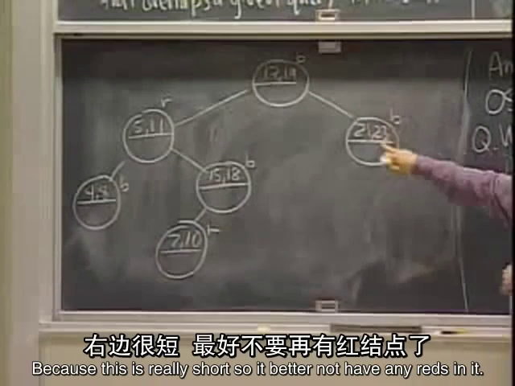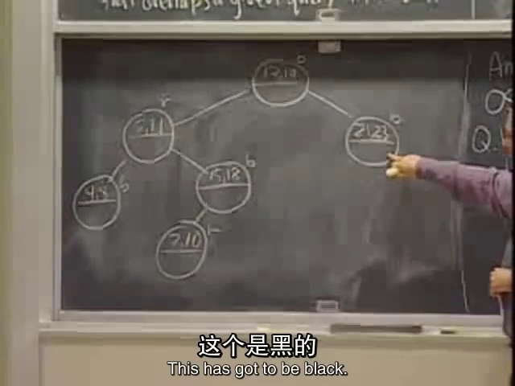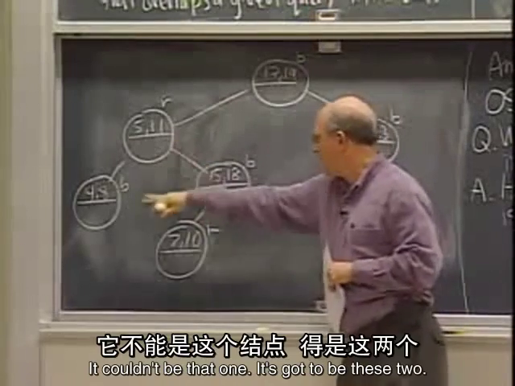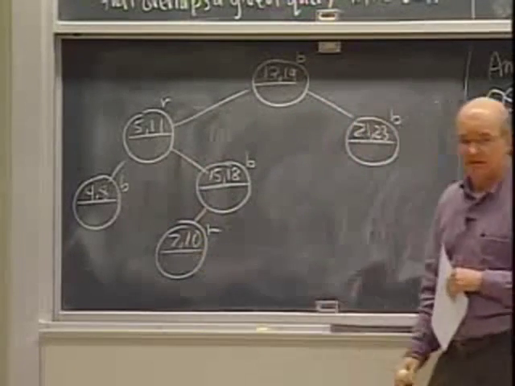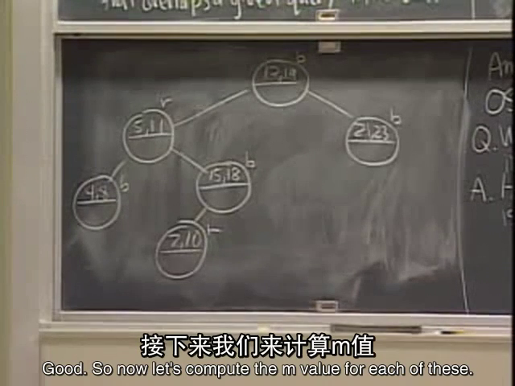Because this is really short, it better not have any reds in it. So this has got to be black. And now if I'm going to balance the height, I've got to have a layer of black here. It couldn't be that one. It's got to be these two. Good. Now let's compute the M value for each of these.